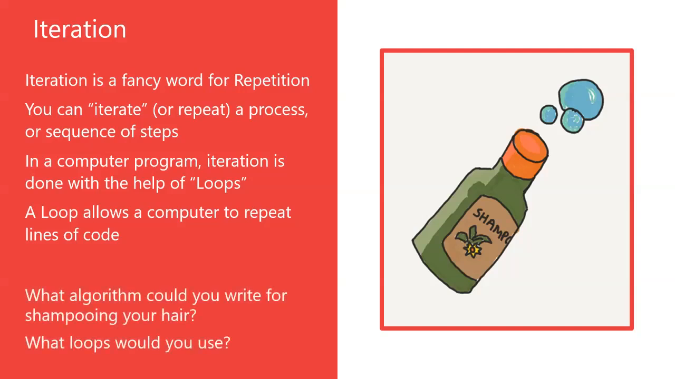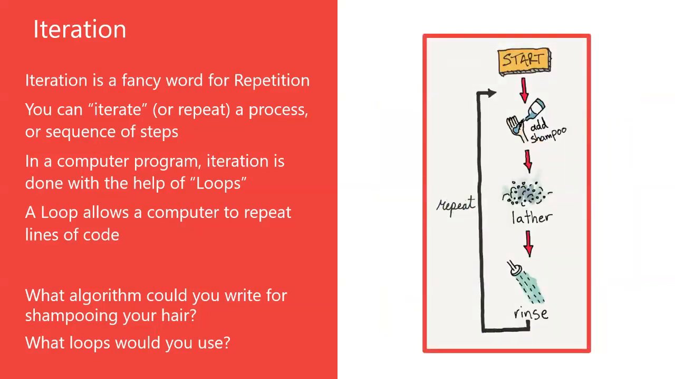So first, let's think about one situation in which you may have iteration or a loop. See if you could write an algorithm, or a sequence of instructions or steps, on how you would shampoo your hair and what a loop would look like. If you look at the instructions on a shampoo bottle, it often gives this algorithm: first you start, you add shampoo, then you lather, then you rinse, and then you repeat. That's the loop or the iteration involved in shampooing your hair.